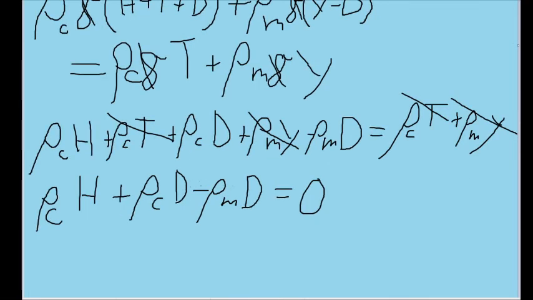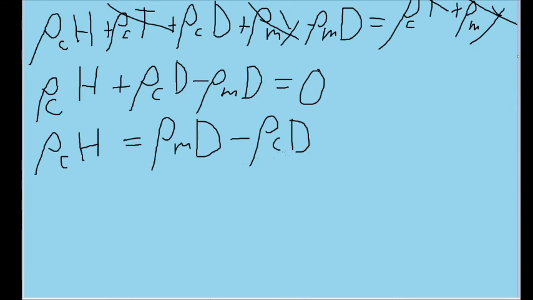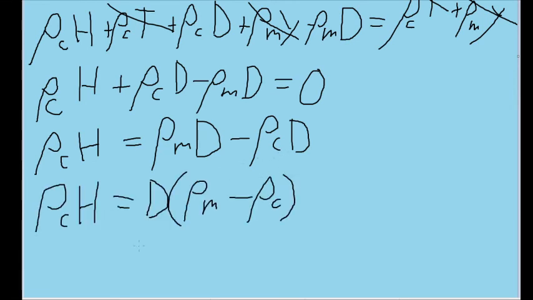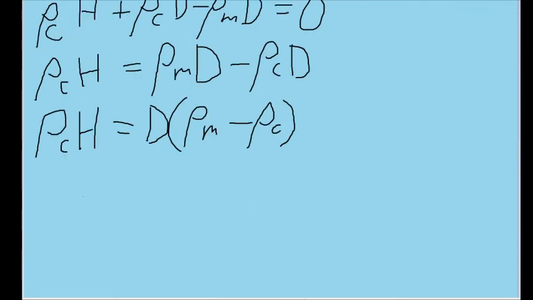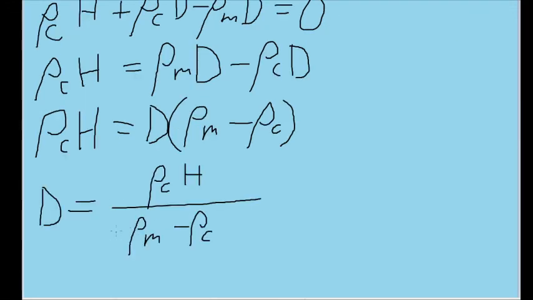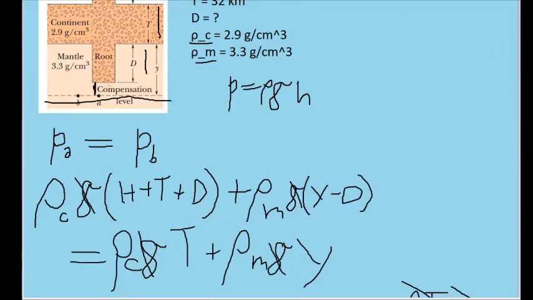We can also subtract both sides by rho sub m times lowercase y. And let's put both of these terms with the d on the other side, since we are trying to get d on its own still. Now let's factor out the d. And finally, let's divide both sides by rho m minus rho c. And this is our final formula for the depth, d, of the root.